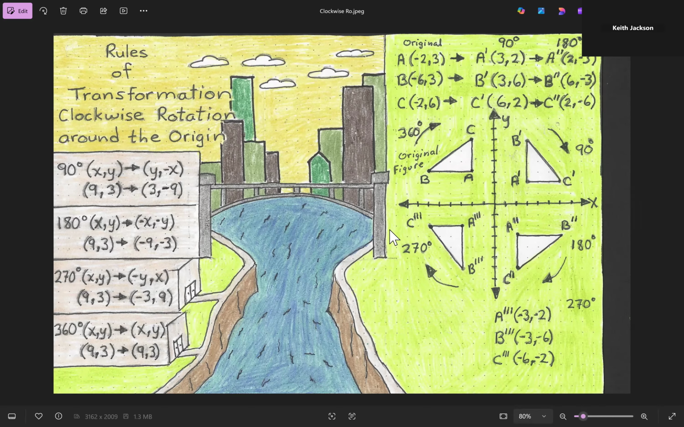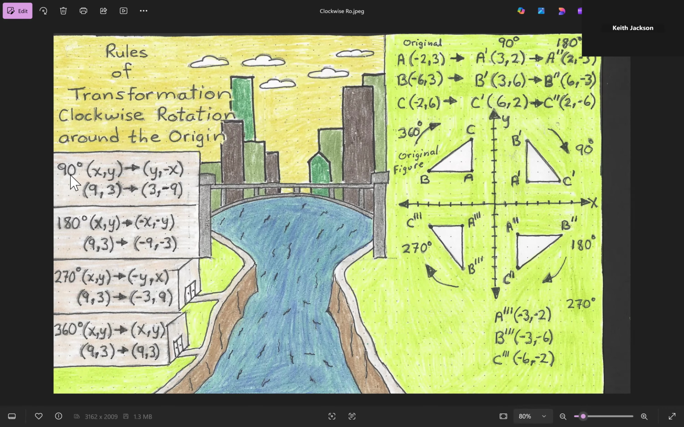In this video, we're going to work on the rules of transformation. In this case, we're going to work on the rules for clockwise rotation of a figure around the origin of a coordinate plane. So let's take a look at these rotations right here: a 90-degree rotation, a 180-degree rotation, a 270-degree rotation, and back to its original form at 360 degrees.